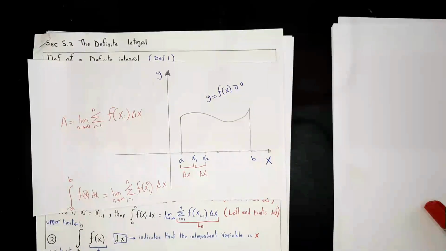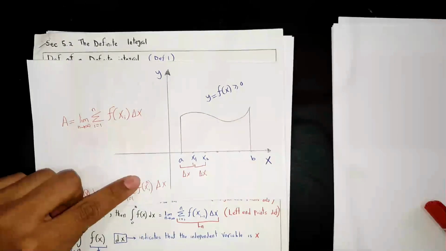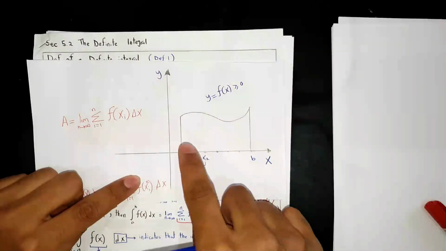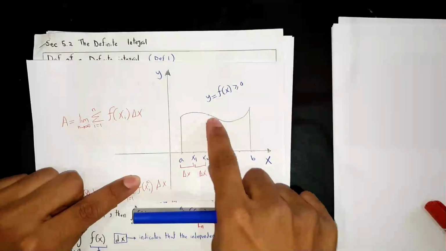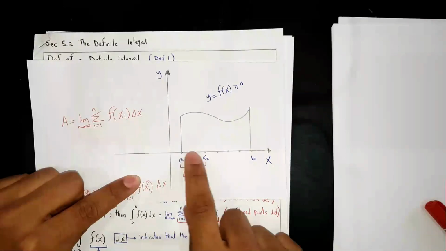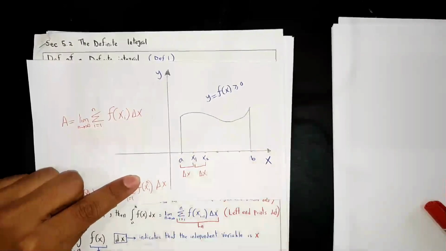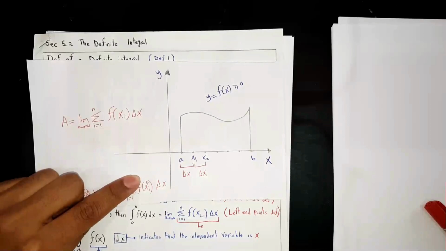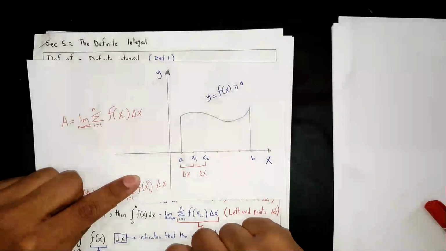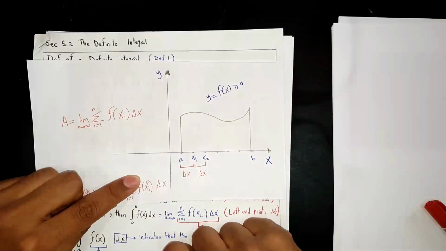Before we start the section, let us recall section 5.1. In section 5.1 we treated the area problem where we need to find the area under the graph of the continuous function y equal f of x from a to b and bounded by the x-axis from below here. Also we had this condition, we need y equal f of x to be greater than or equal to 0.